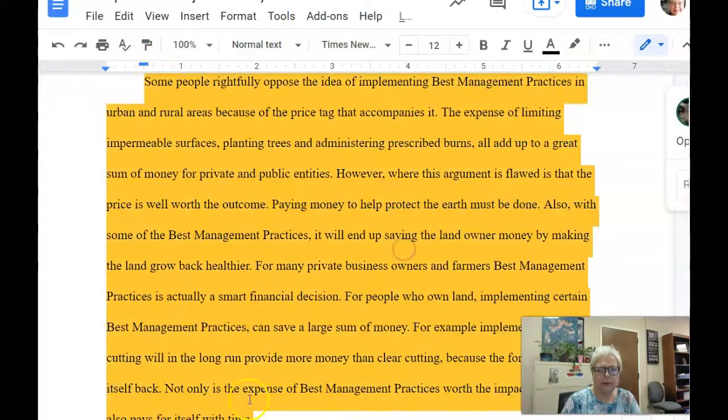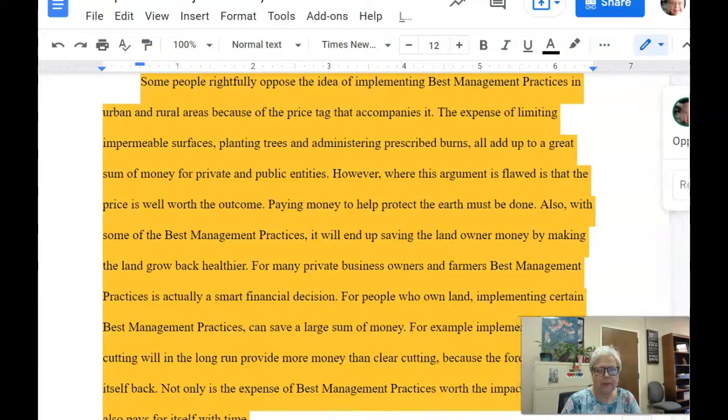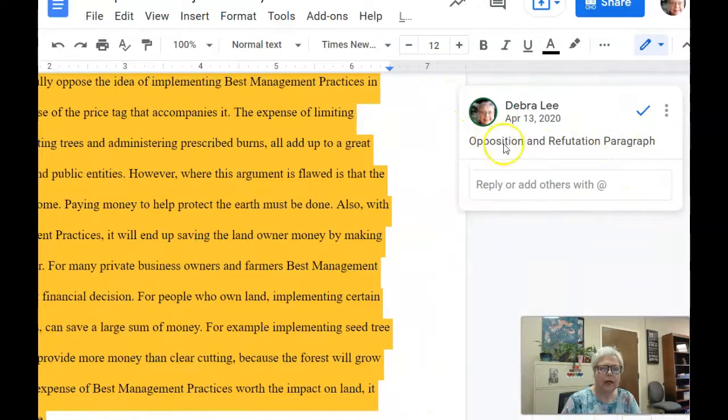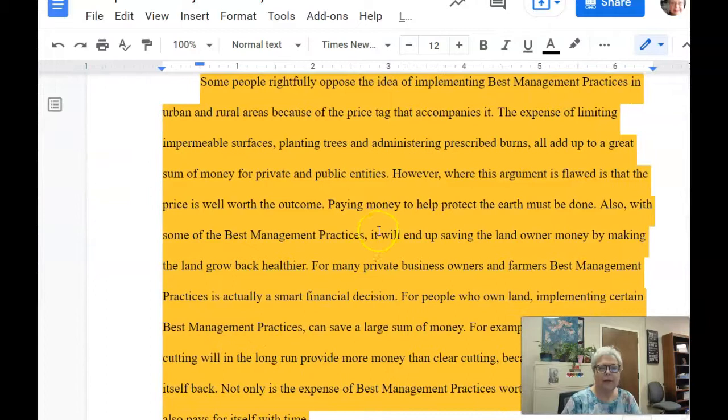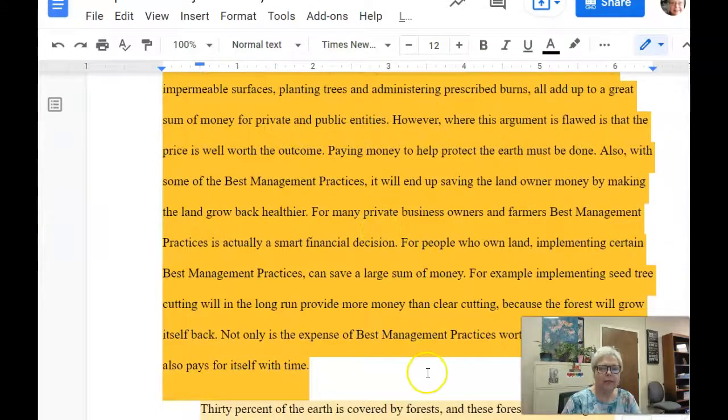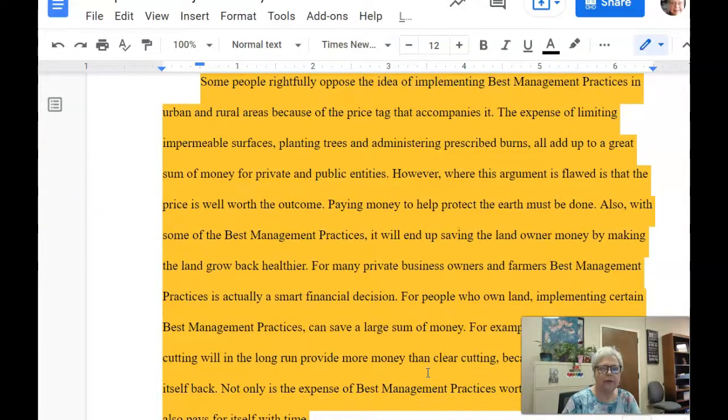This is the refutation paragraph, and I say so over opposition and refutation. Read his paragraph and make yours like that, because that's exactly how you need to do it. He gives credence to what the other side says. You don't want to tell them that they're stupid or something like that. You want to state what the opposition is saying.